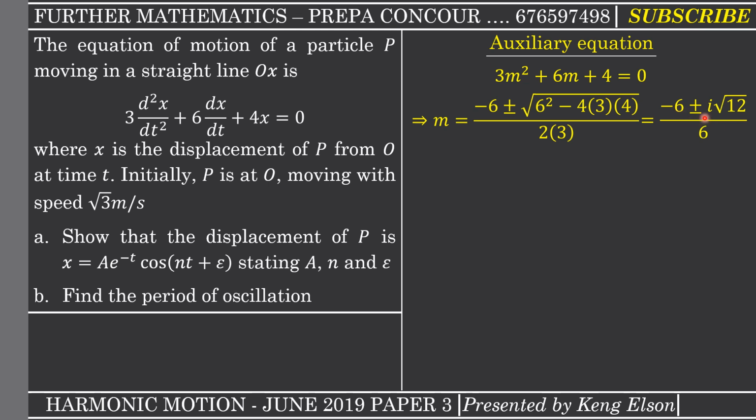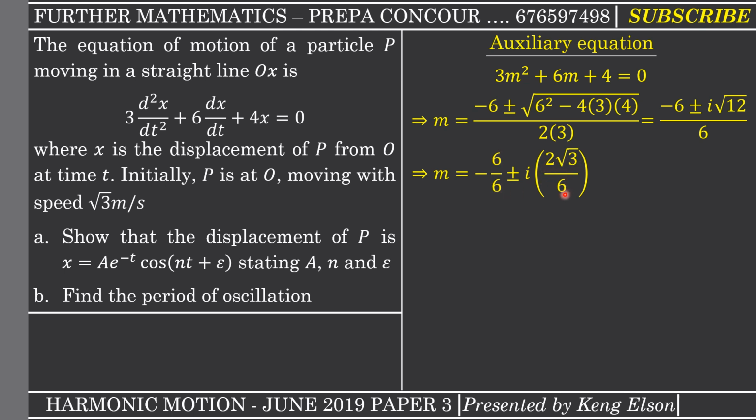Now I'm going to separate this fraction into two different fractions. I will take negative 6 divided by 6, then plus or minus i root 12 divided by 6. Now, knowing fully well that root 12 is the same as 2 root 3, because it is root 4 times root 3, and root 4 is equal to 2, it means that m will be negative 6 over 6 plus or minus i 2 root 3 over 6. Negative 6 over 6 is negative 1.